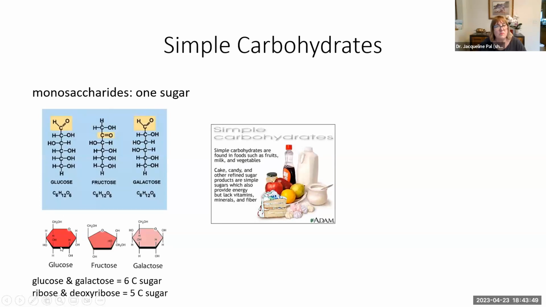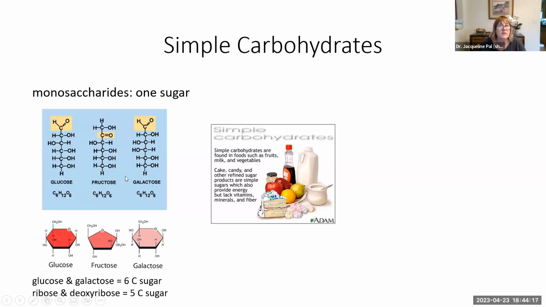Okay, so we have simple carbohydrates. They can be one sugar molecule, like our glucose friend right here, or our galactose friend right there. Or it can be fructose, which instead of being a 6-sided sugar, is a 5-sided sugar, because it takes the 6 sugar and pulls it off to the side. And that's what a fructose is. Both glucose and galactose are 6-carbon sugars, and fructose is a 5-carbon sugar.